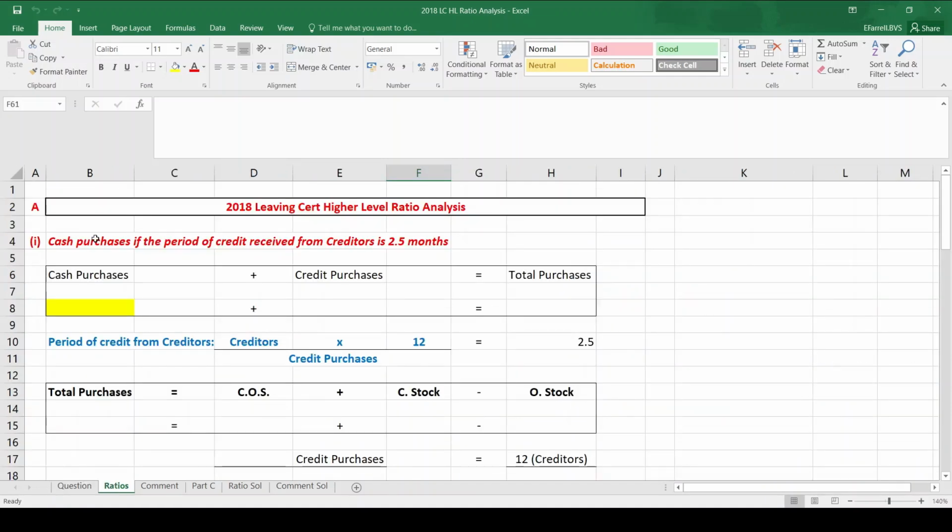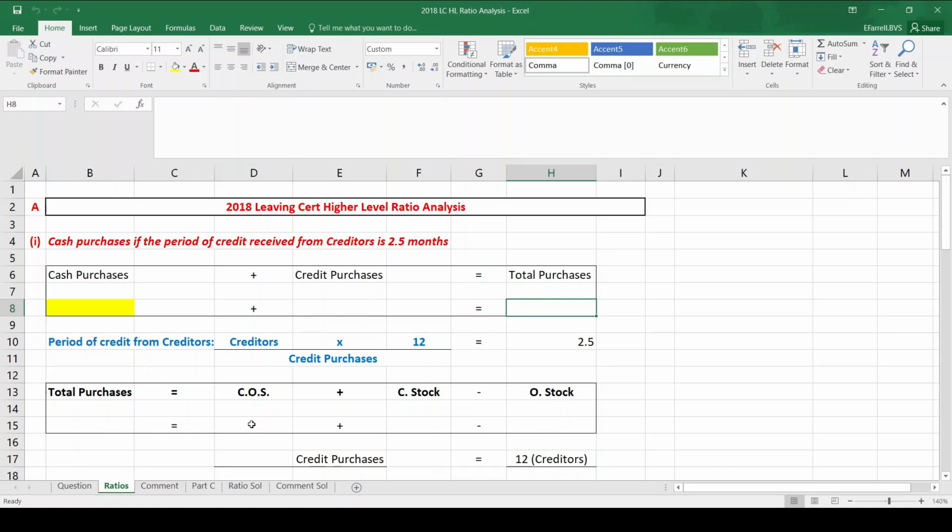So the first ratio asks us to work out cash purchases if the period of credit received from creditors is 2.5 months. Well, I usually start off by saying that cash purchases, which is stuff you buy for cash straight away and pay for immediately, plus credit purchases, which is things you buy on credit and pay for at a later date, make up the total purchases. This question can be asked about sales similarly, and again we do the same thing: cash sales plus credit sales equals total sales. The sales one is a bit easier, as total sales is given to us in the question, whereas total purchases is not. So we have to do a little work to find out total purchases.